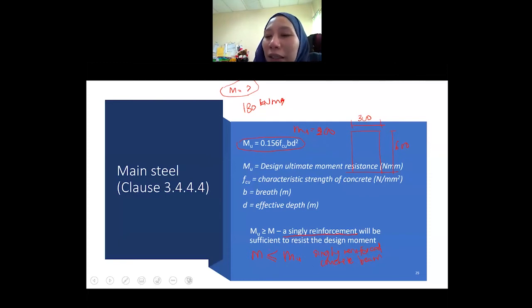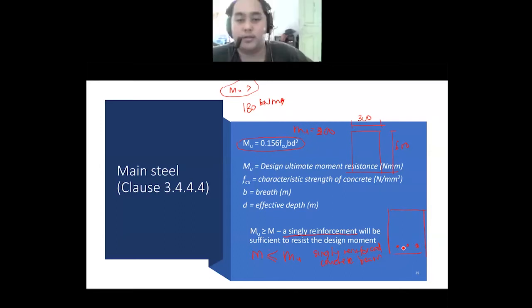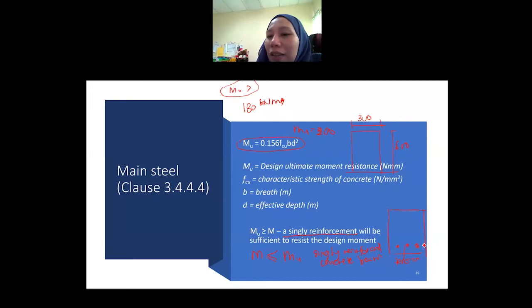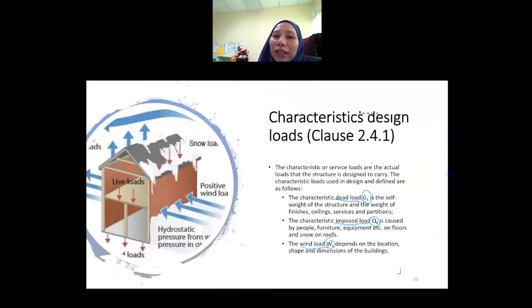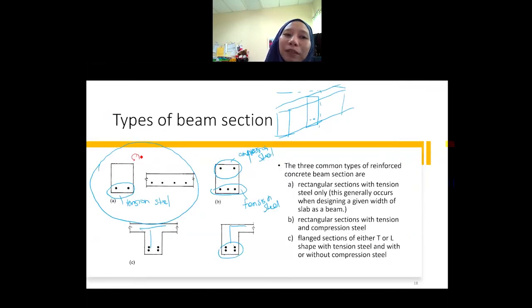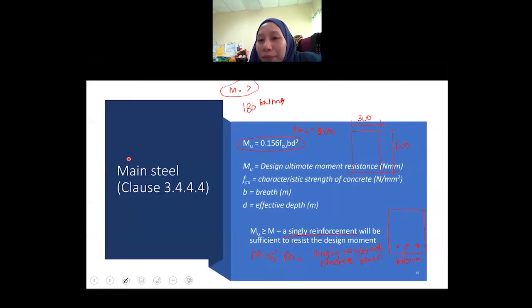Okay, what does it mean by singly? You masih ingat yang tadi, yang bawah ni ada tension bar saja. Alright, tension bar sahaja. Okay, this is singly. Ini namanya doubly. Okay, so bila M less than MU or MU bigger than M, maksudnya design as this one, singly. Okay, simple. Bawah ni je tension bar, tak ada bar pun kat atasnya. So bila MU lebih besar daripada M, maksudnya beam this size can support moment produced by the load. Okay, so maksudnya design as singly.